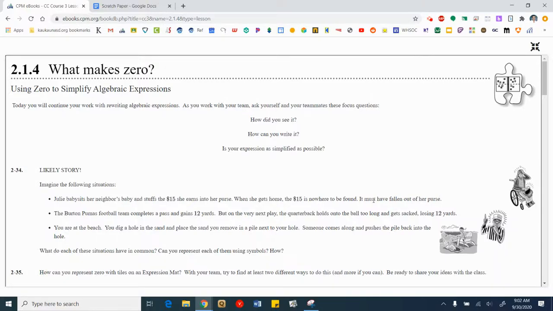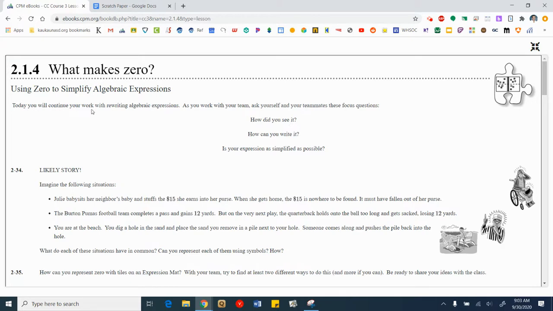Welcome back. Today we're going to be talking about 2.1.4, what makes a zero. So we are going to deepen our understanding of the concept of zero, and we'll learn how to represent zero in multiple ways with algebra tiles. We're also going to build on how to simplify algebraic expressions using tiles. So using zero to simplify algebraic expressions.